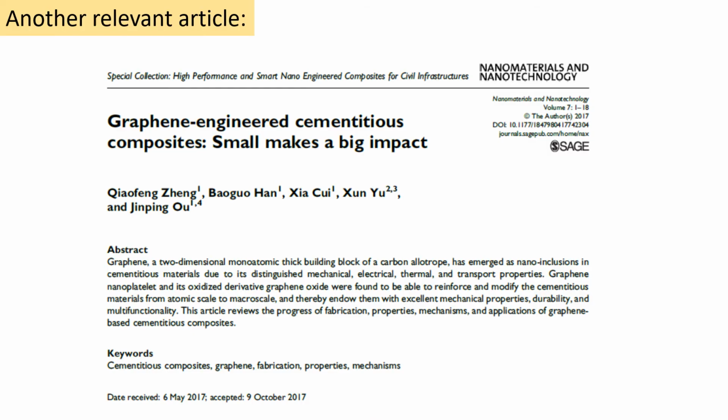Another relevant article, published in 2017, three years back, in Nanomaterials and Nanotechnology. I think it's a review or highlight article where they gather all the data, and you can see from the title it's quite encouraging: "The graphene engineered cementitious composite: small makes a big impact" by Zhang et al. Looks like from China, I'm not very sure.